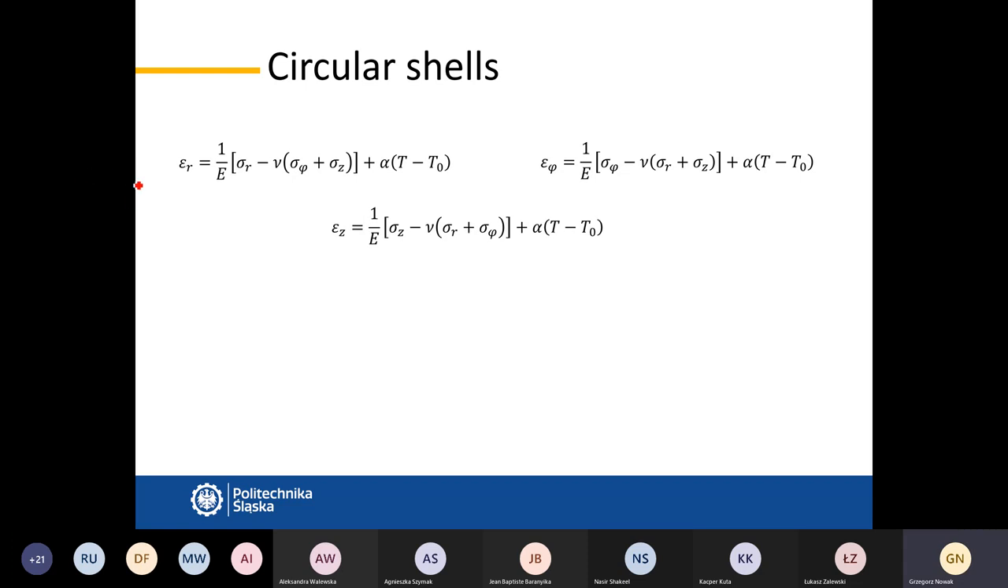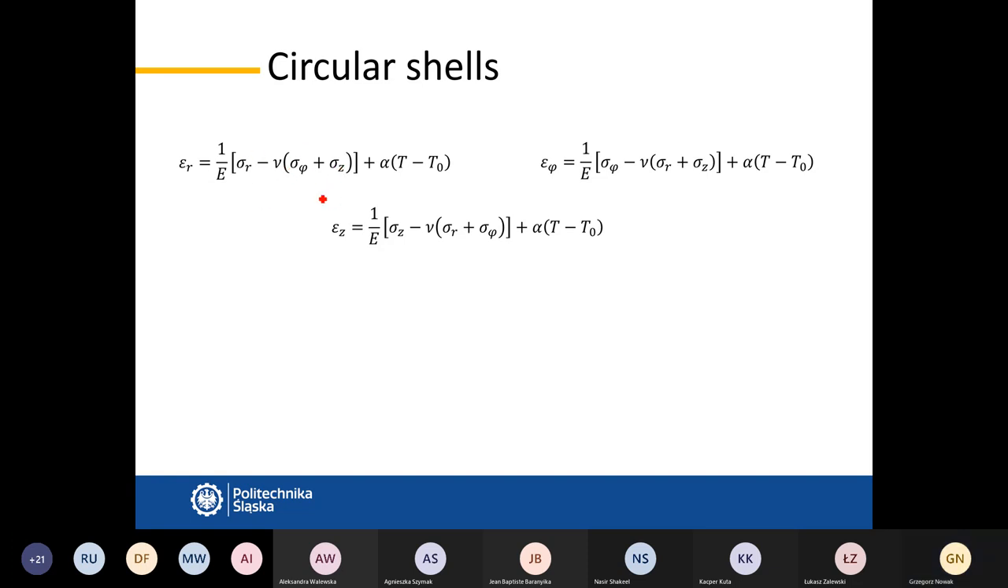And epsilon r is 1 over E sigma. So a radial stress is generated there, minus nu sigma phi, so circumferential tangent stresses, plus sigma axial stresses. If they are zero, they are zero, but the general case is like that. Plus alpha (T minus T zero).